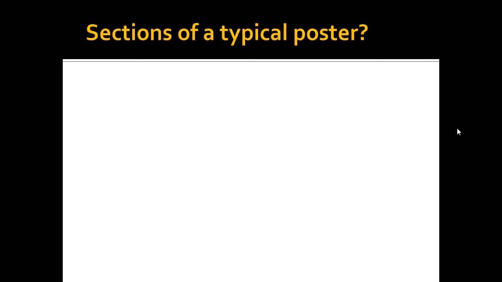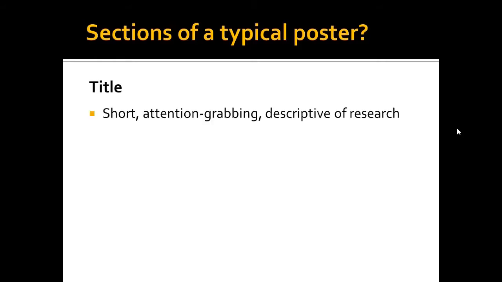So let's talk about the sections that are in a typical poster. Posters generally all have a title, and this title should be short, attention-grabbing, but also descriptive of the research. If I'm walking by and I'm doing a project in something, for example, theory of mind, then it might be great to see the words theory of mind or similar terms that are used in that field in your poster so that I know to stop and read it. At the same time, you still want it to grab my attention and be kind of short and sweet.